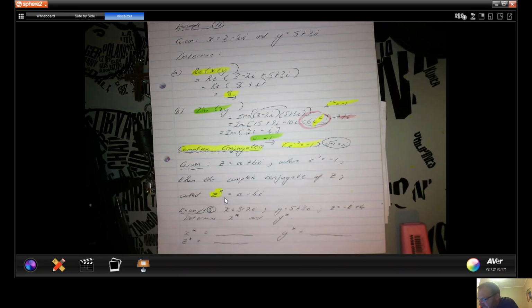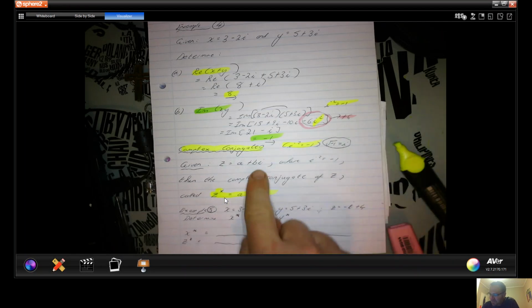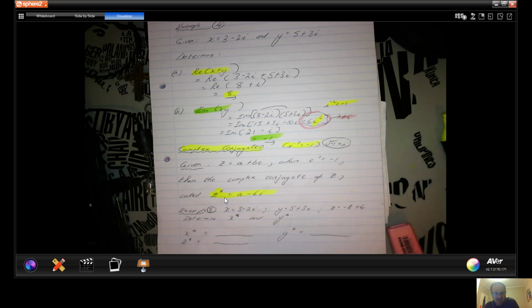Okay, called z, the complex conjugate of z, called z star, is equal to a minus bi. What you simply do is go to the imaginary part of the complex number and change the sign of the coefficient. So b has changed to negative b. That's what a complex conjugate is, and it's going to have some important uses later on. So you need to know that definition. What is the complex conjugate of a complex number? Well, you just change the sign of the imaginary term.